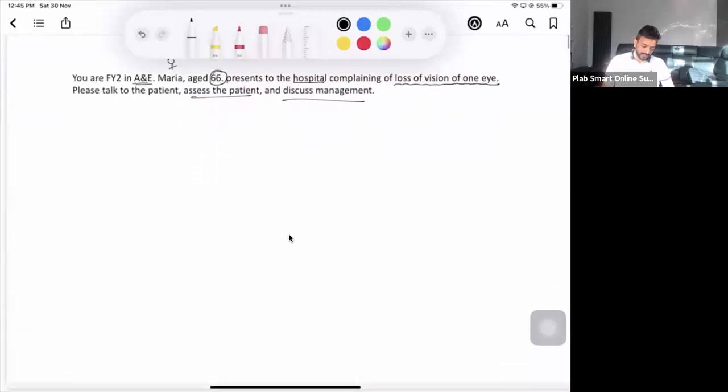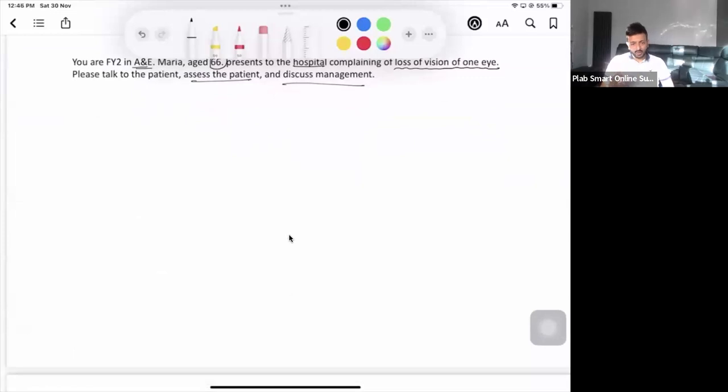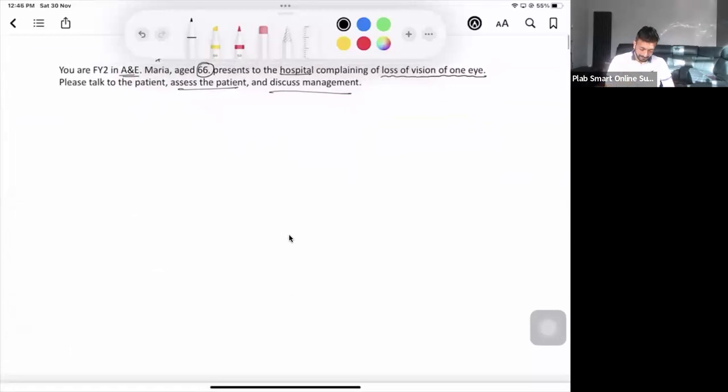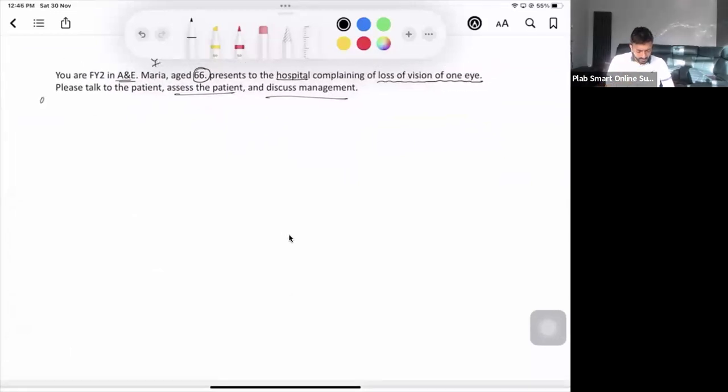So what are you going to do in this station? Always start with, how can I help you? Always ask an open question first. The patient says, I can't see from my left eye. That's the presenting complaint. Acknowledge it, empathize with the patient. Now you need to ask a few questions to elaborate: first with open questions, then with closed questions as well.